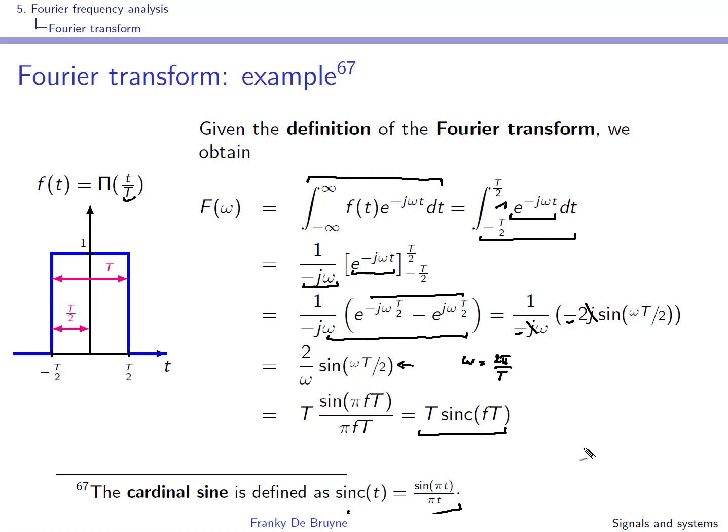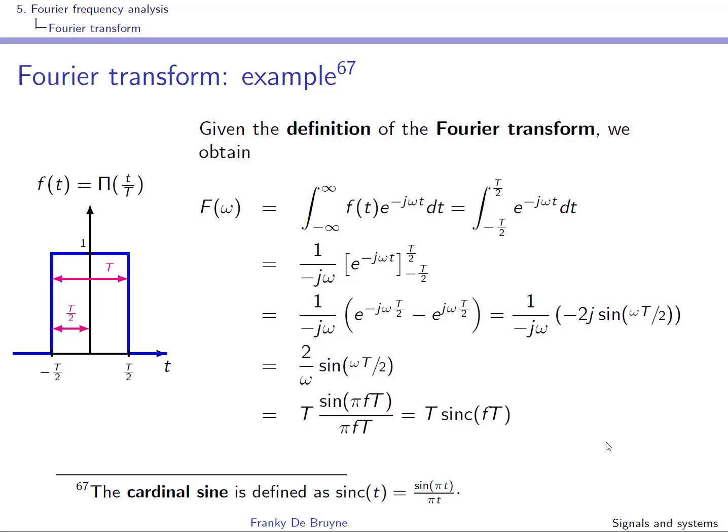Remember also that the limit when t tends to 0 of sine pi t over pi t, and so this cardinal sine, it's written sinc, is equal to 1. This Fourier transform of the rectangular impulse will be used extensively in the next section on sampling theory.